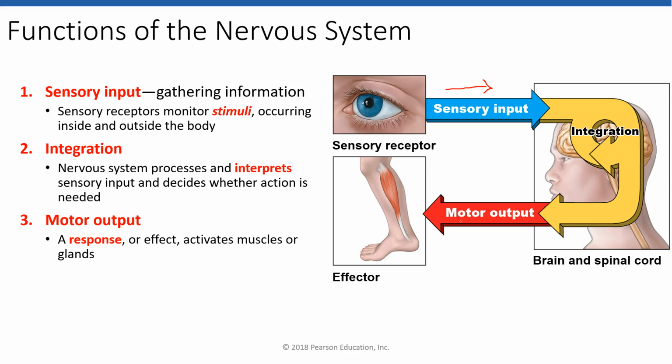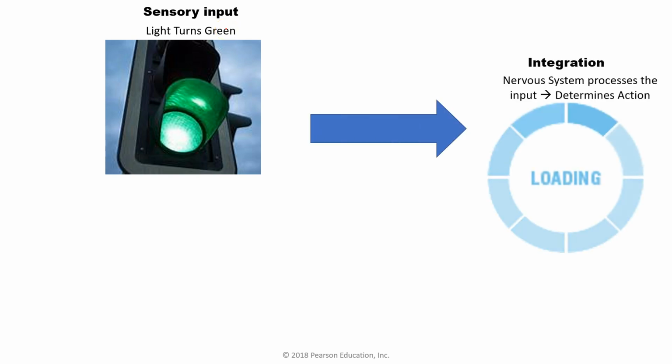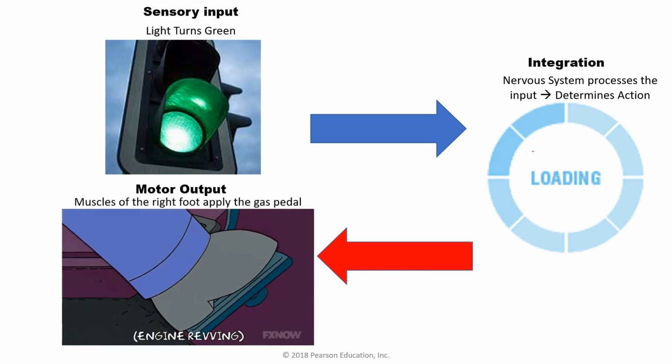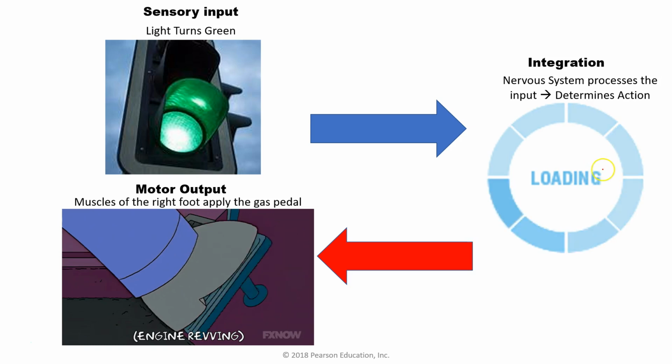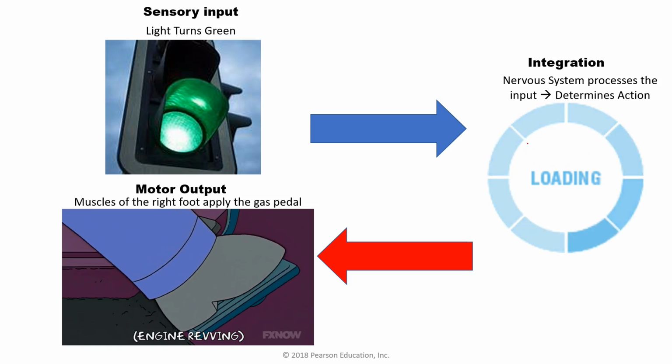Another way we could think of this, another example, would be if you're driving and you're stopped at a red light and that light turns green. What's that sensory input? The light turning green. That information is going to go to your brain and it's going to integrate that. It's going to process that information and determine what to do next. From there, you have your motor output, which would simply be step on the gas. The muscle of your right foot applies pressure to the gas pedal.